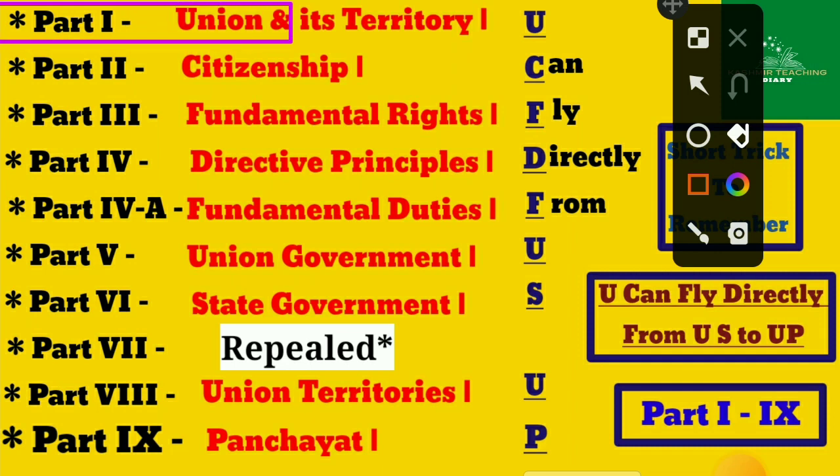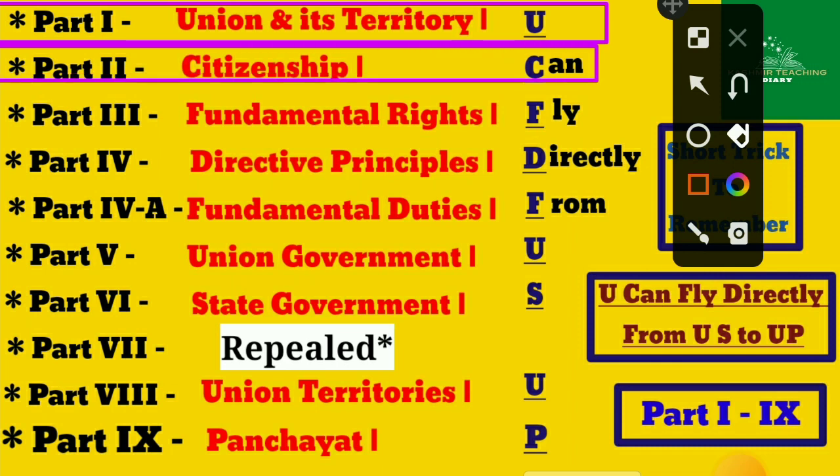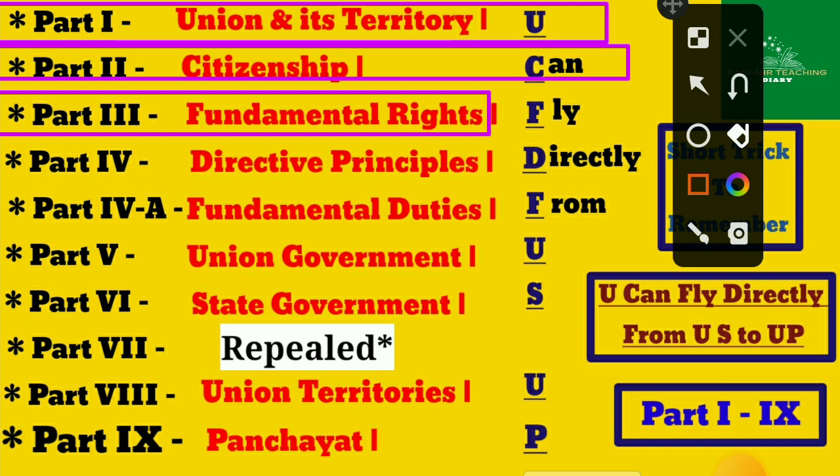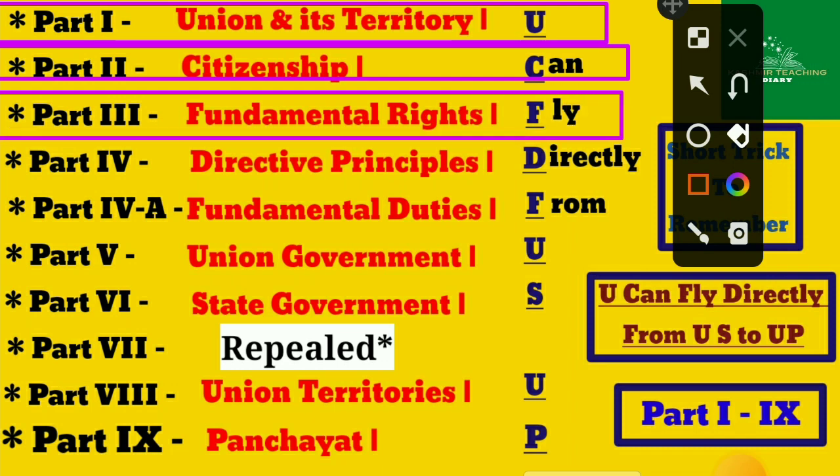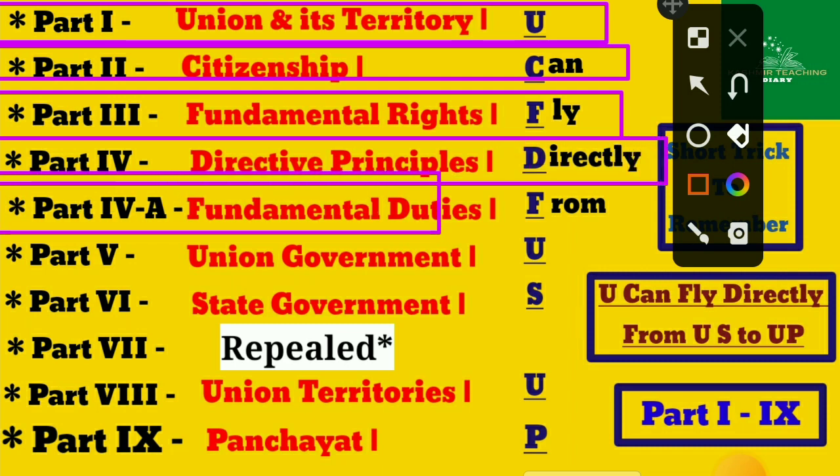Part 1 deals with union and its territories. U stands for union. Part 2nd deals with citizenship. C stands for citizenship. Part 3rd deals with fundamental rights. F stands for fundamental rights. Part 4 deals with the directive principles of the state policy. D stands for directive principles. Part 4A deals with fundamental duties. F stands for fundamental duties.